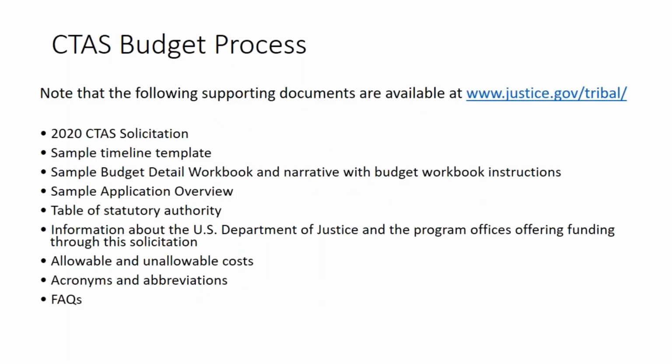This is just a list of some of the information and supporting documents in relation to CTAS as you're going through the application process. This is also the website address where you can find these items: www.justice.gov/tribal/. In addition to a copy of the current CTAS solicitation, you will also have a sample budget detail workbook and narrative that includes instructions on how to complete the actual budget detail workbook.